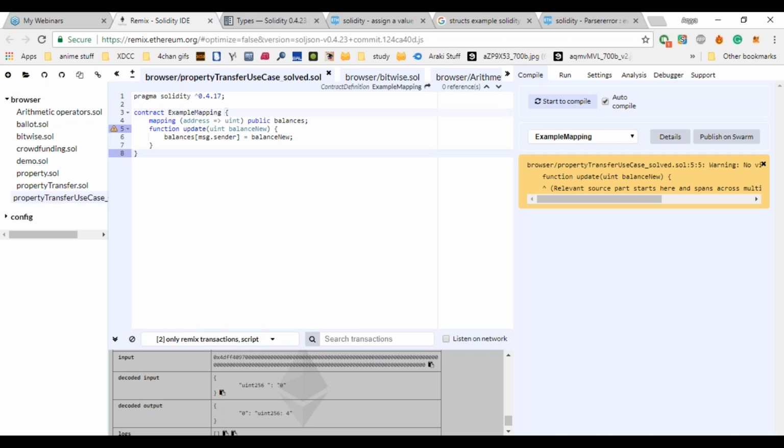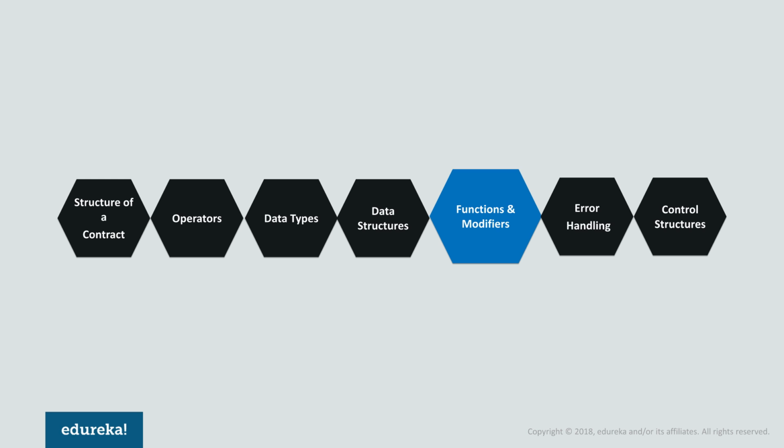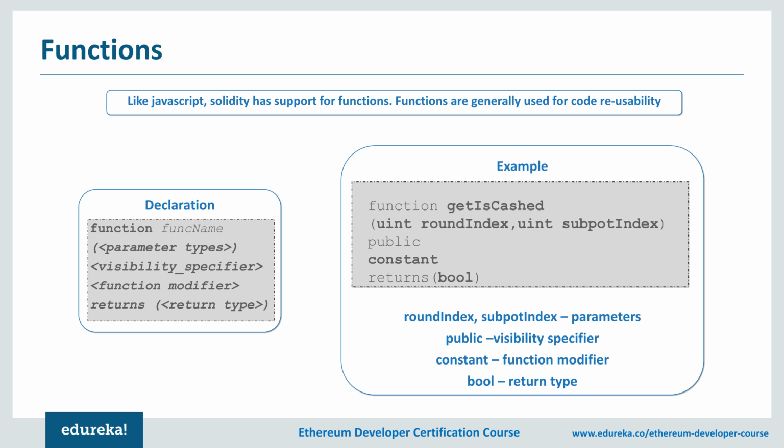Now let's move ahead. Next we have function types. As you know, like JavaScript, Solidity also has support for functions. Functions are generally used for code reusability and for shortening our code in a modular way. The definition of a function is pretty unique to Solidity. It starts with the function keyword and the function name. Then you specify the parameters that you're passing into the function, if any. Then the visibility specifiers are discussed. Then the function modifiers are put in.